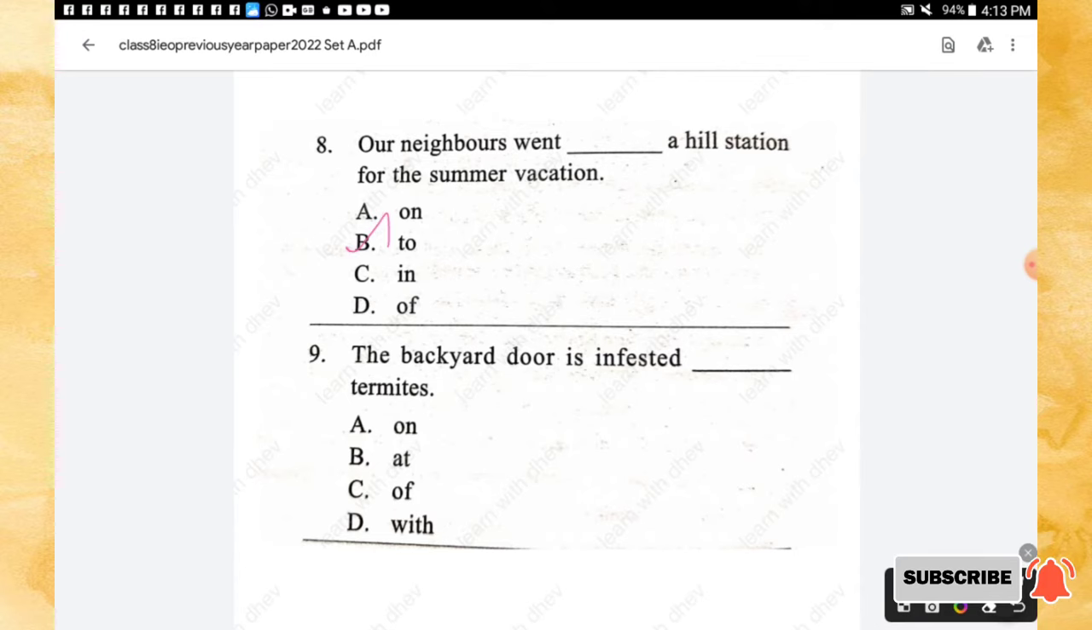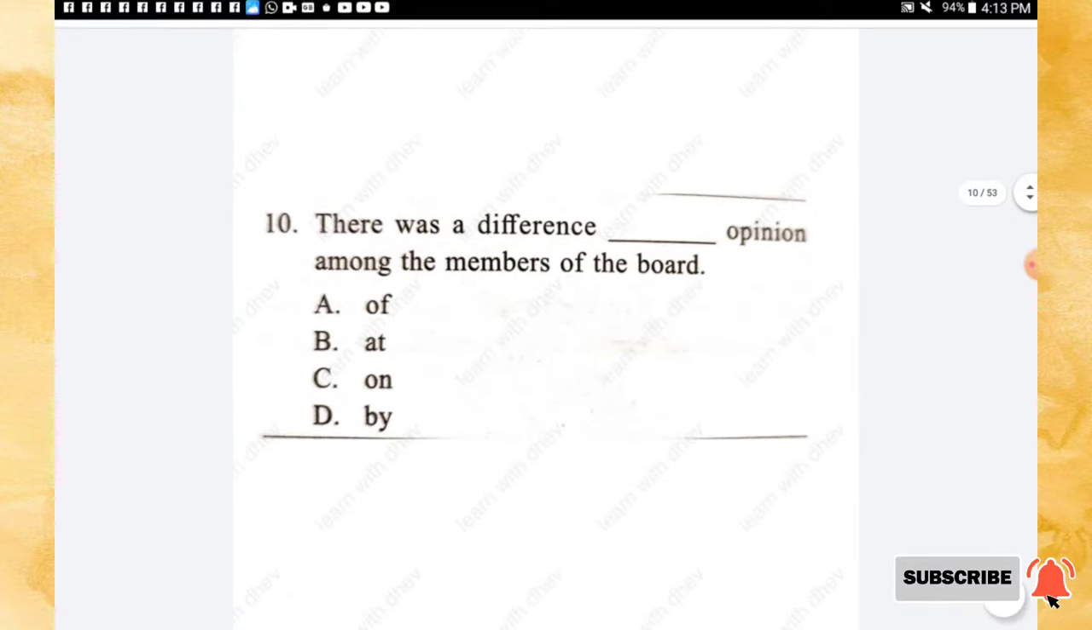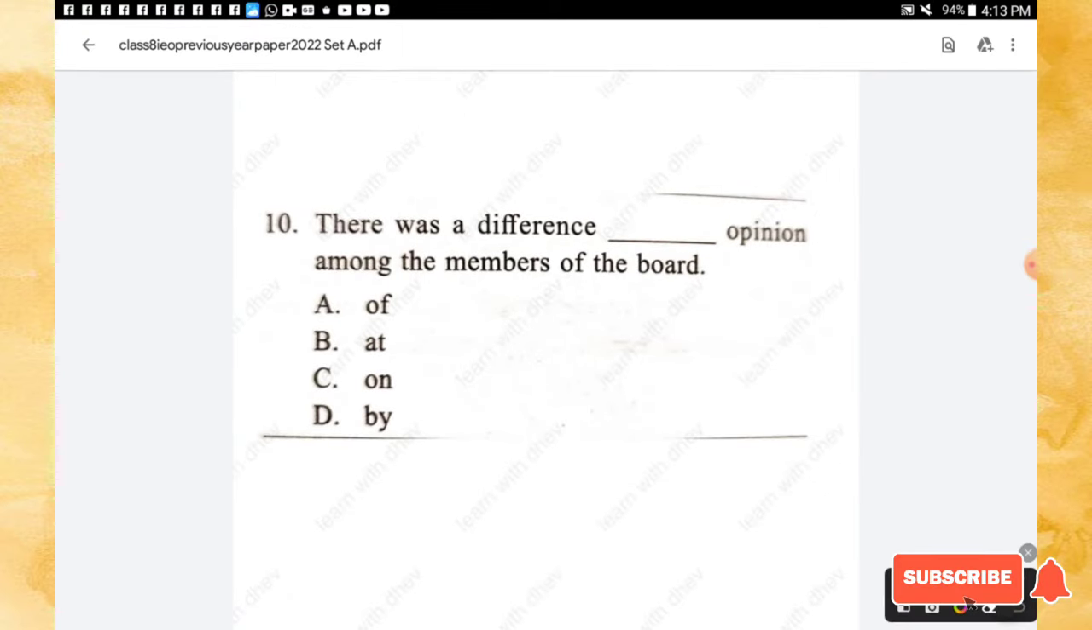Question number 9. The backyard door is infested blank termites. Options on, at, off, with. The answer is the backyard door is infested with termites. Option D. Question number 10. There was a difference blank opinion among the members of the board. Options off, at, on, by. The right answer is there was a difference of opinion. Option A is the right answer.